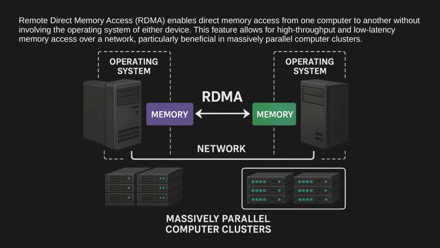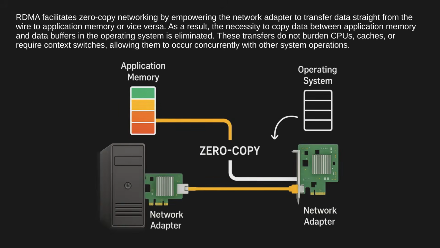Remote Direct Memory Access, RDMA, enables direct memory access from one computer to another without involving the operating system of either device. This feature allows for high throughput and low latency memory access over a network, particularly beneficial in massively parallel computer clusters. RDMA facilitates zero-copy networking by empowering the network adapter to transfer data straight from the wire to application memory or vice versa.